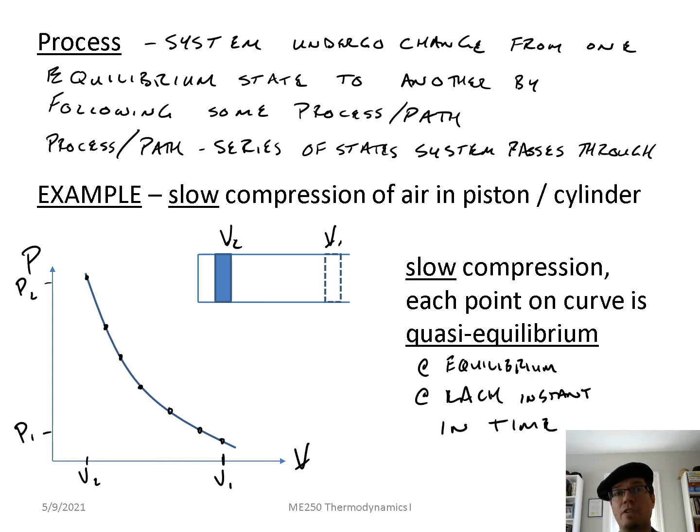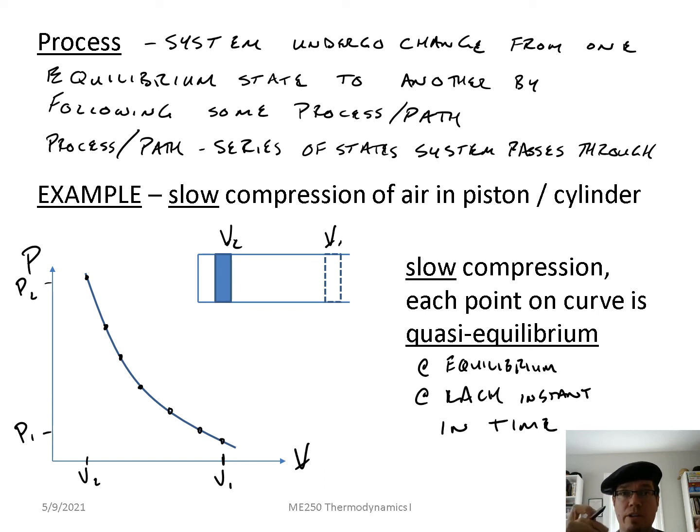And again, that's so that you can define a single pressure or a single density or a single temperature across the entire thing. So that's a process and that's a path. A path variable is the work that it takes to do that compression.